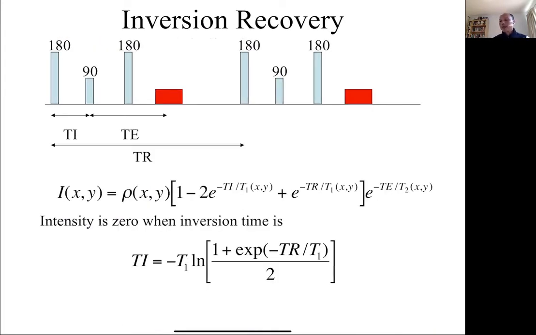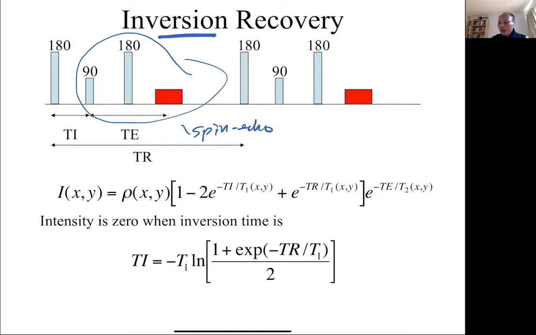The other type of sequence that's very important is what's called inversion recovery. So we're going to talk about that a little bit. So we've looked at this before. This is just the spin echo part of the sequence, right? Now what we're going to add is what's called a preparation pulse, or also an inversion pulse, okay?